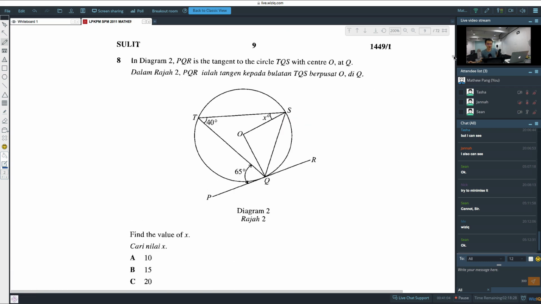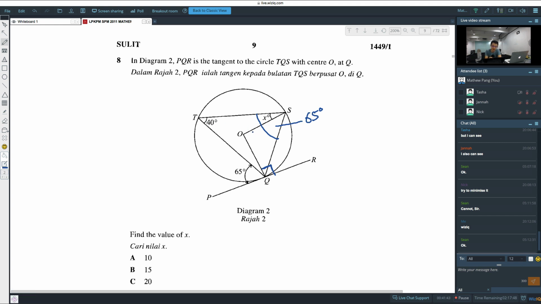PQR is the tangent to the curve TQS with the center O at Q. So everything is given here. For tangent, you have something you have to pay attention to. First thing is, from the center point to the tangent is always 90 degrees. So here is 90 degrees. And if this is tangent, this angle will be the same as this angle. That means I know the whole angle here will be 65, because this is the tangent point. So if you understand this, we can easily solve this question.